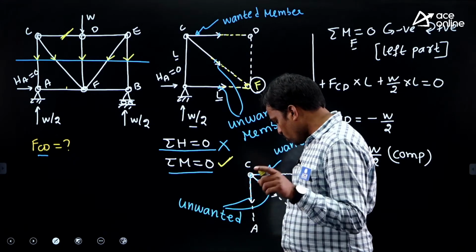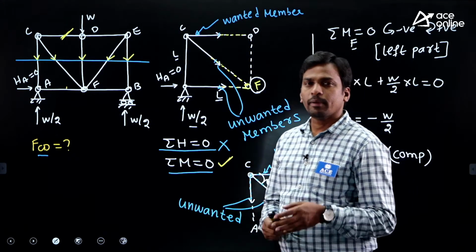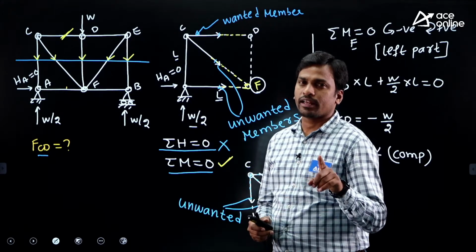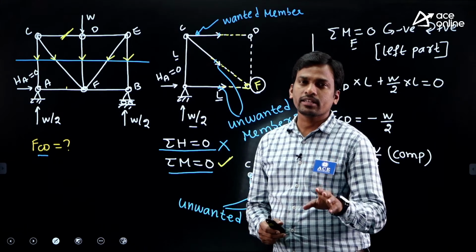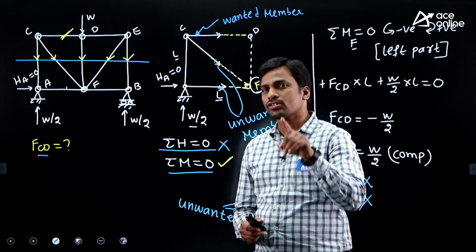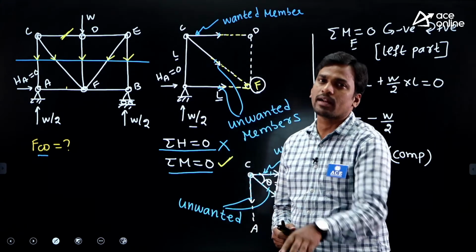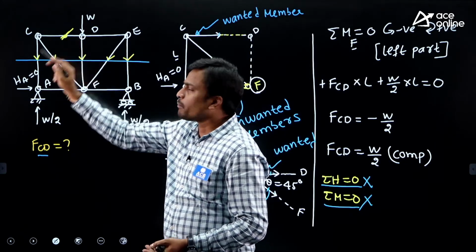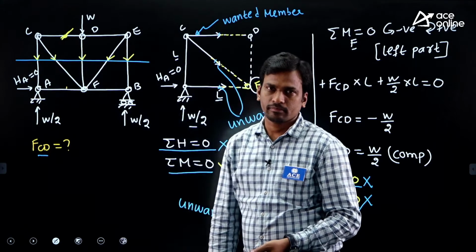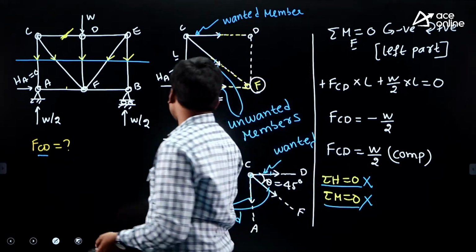Okay, so how to cut the structure? It depends upon two conditions. First condition, the section should pass through the selected member. Second condition, the section should divide the entire structure into two separate parts. But here, the section is not passing through the selected member CD. Clear? Right.